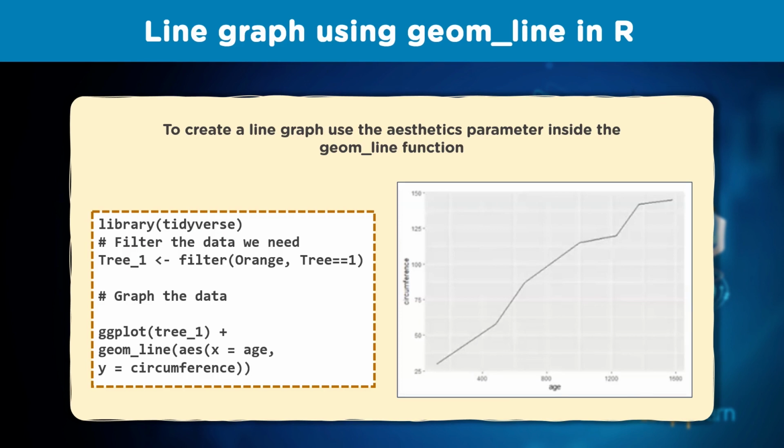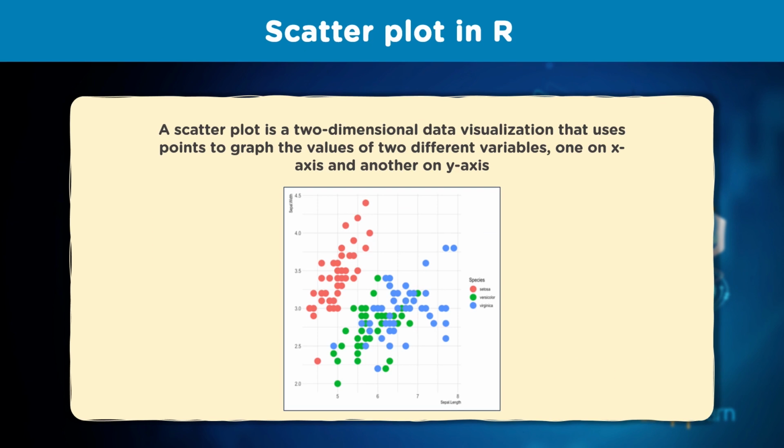And for this one, we are using, if you see, geom_line. Now you can also create a scatter plot, which is a two-dimensional data visualization that uses points to graph the values of two different variables, one on an x-axis, one on y-axis, like what we saw in base graphics example. And they are mainly used if you would want to assess the relationship or lack of relationship between two variables.